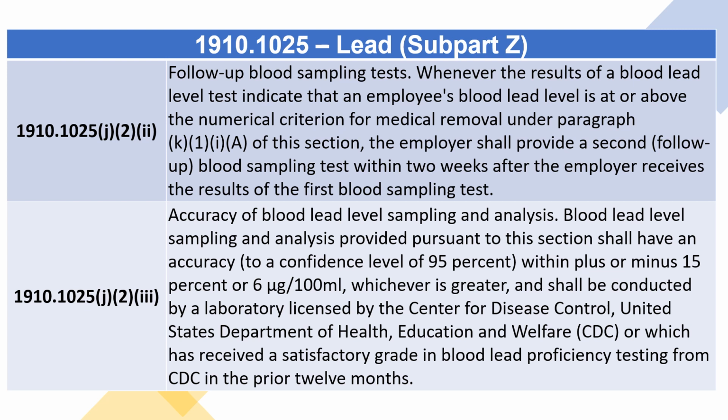1910.1025(j)(2)(iii) Accuracy of blood lead level sampling and analysis. Blood lead level sampling and analysis provided pursuant to this section shall have an accuracy, to a confidence level of 95%, within plus or minus 15% or 6 µg/100 ml, whichever is greater, and shall be conducted by a laboratory licensed by the Center for Disease Control, United States Department of Health, Education and Welfare, CDC, or which has received a satisfactory grade in blood lead proficiency testing from CDC in the prior 12 months.